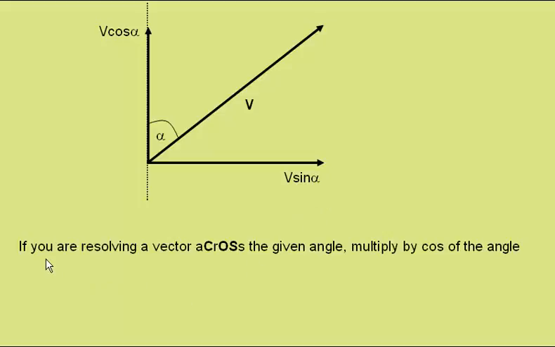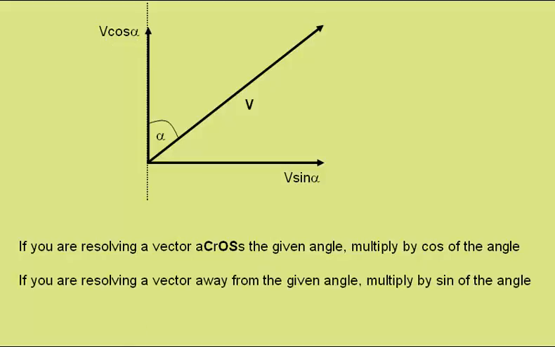So, if we're resolving a vector across the given angle, we multiply by the cosine of the angle. So here we're moving the vector across the angle alpha, and we get v cos alpha. And if we're resolving a vector away from the given angle, we multiply by the sine of the angle.